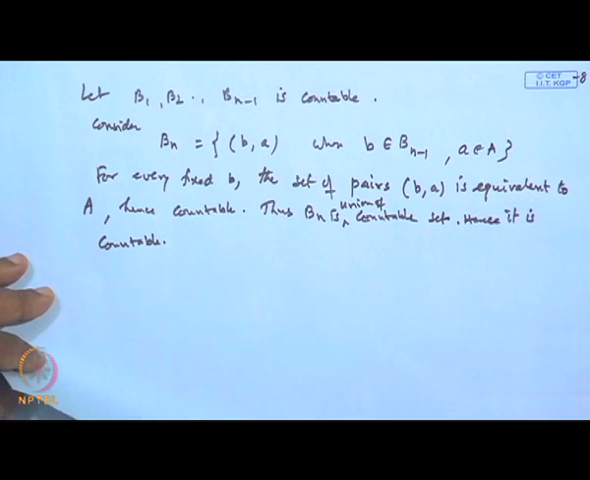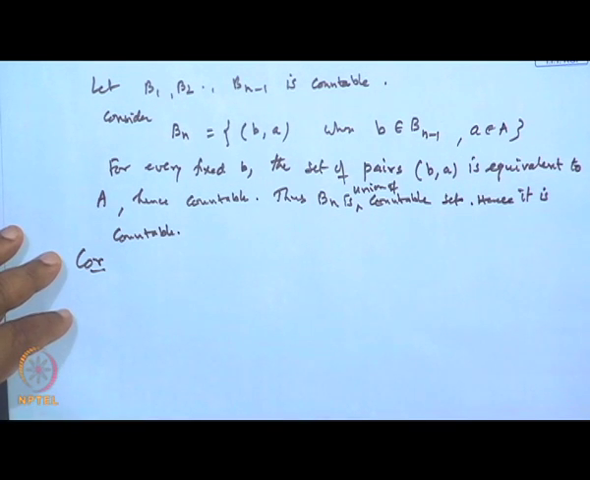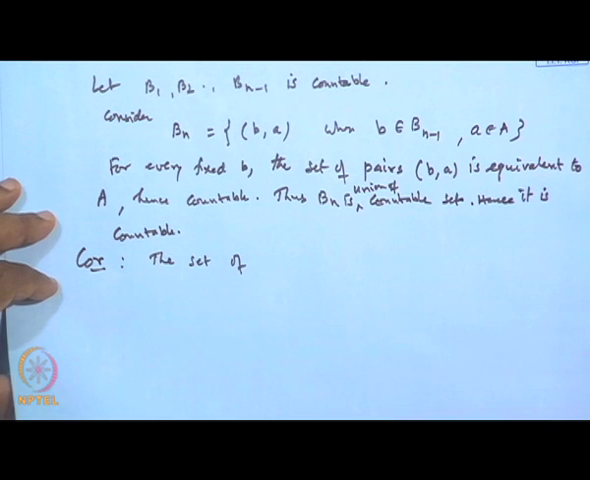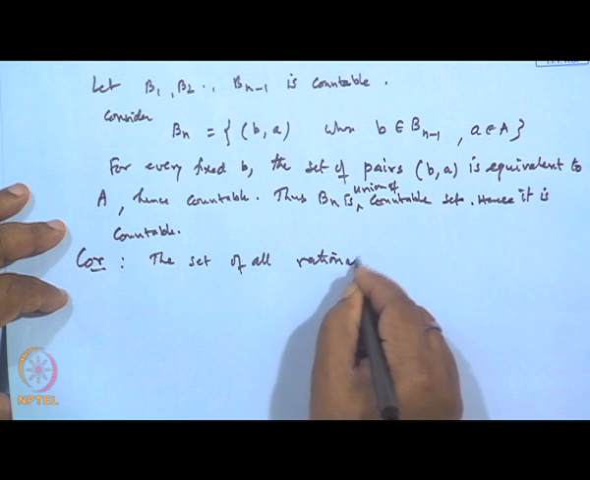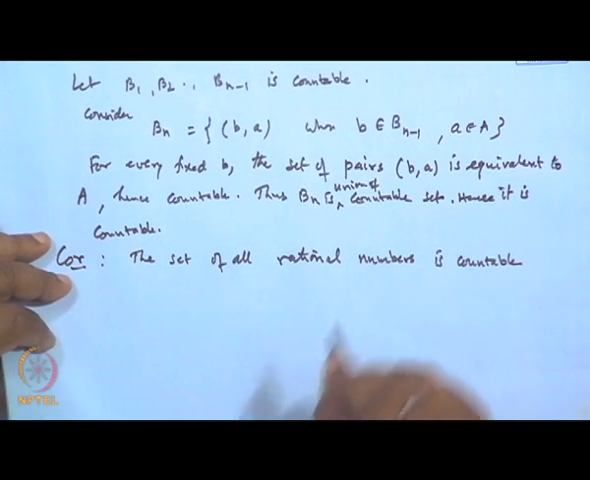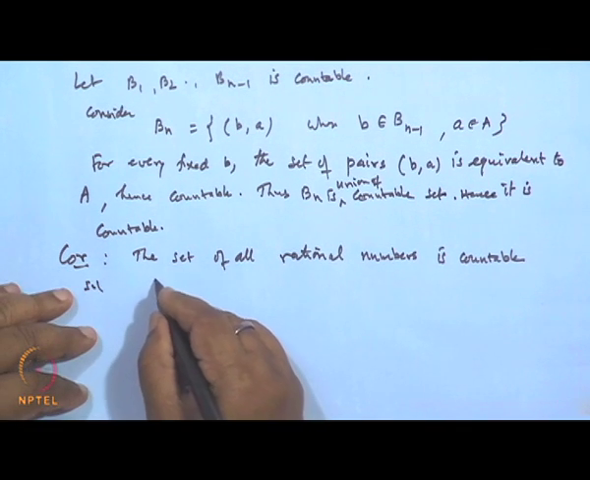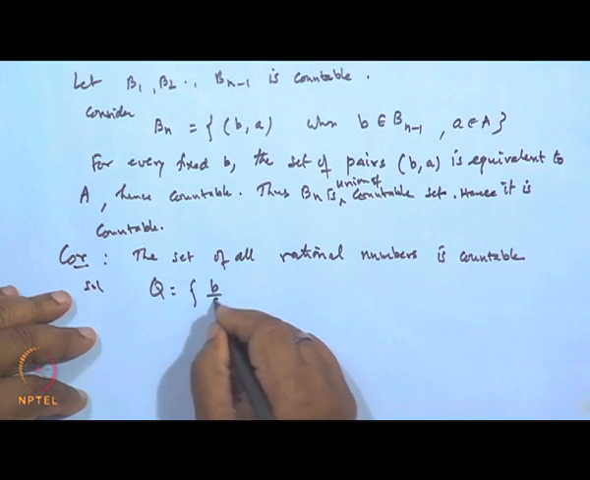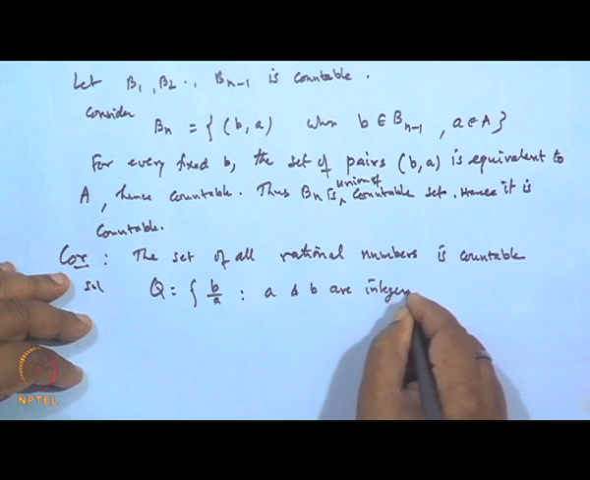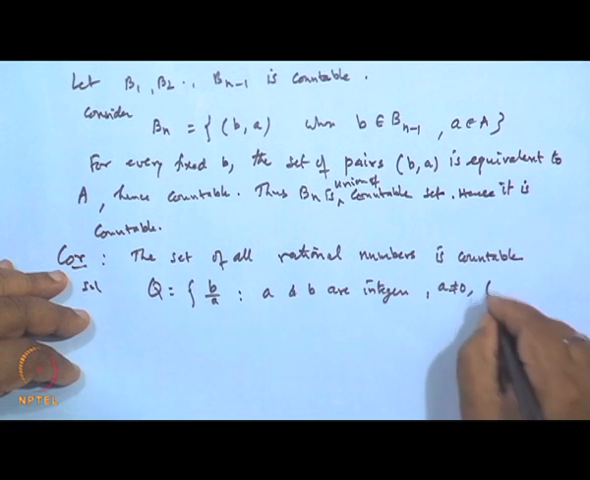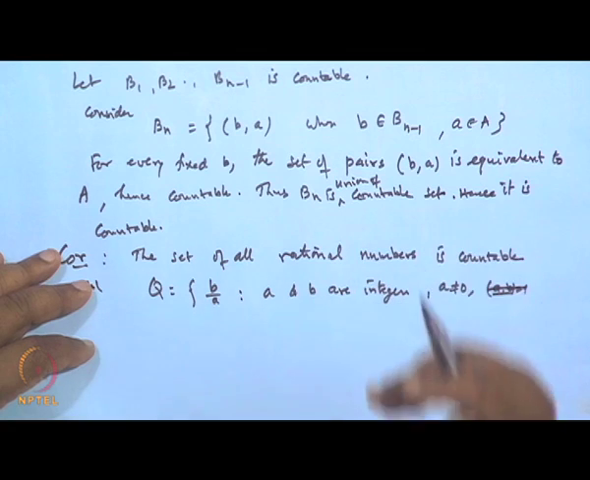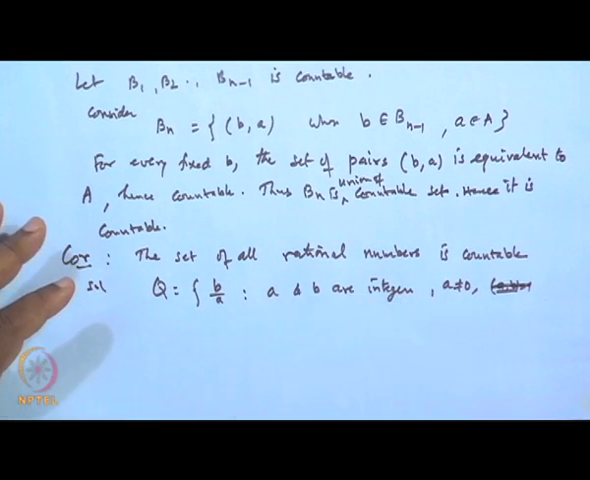Now, as a particular case, when you fix n as 2, we get the very important result that the set of all rational numbers is countable. Why? What is a rational number? The set of rational numbers Q is basically of the form b by a, where a and b are integers, a is not equal to 0, and they do not have common factors. Even if they do, like 2 by 4 or 1 by 2, we can take that also. So this is all general in the form a by b.